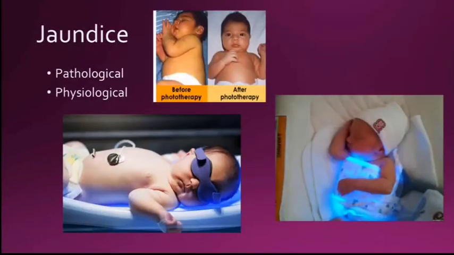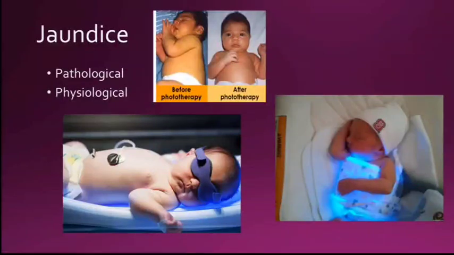Another thing that you can see with your babies is jaundice. It's not normal, but it is pretty common. But I do want to classify the two different types of jaundice: pathological jaundice versus physiological jaundice.